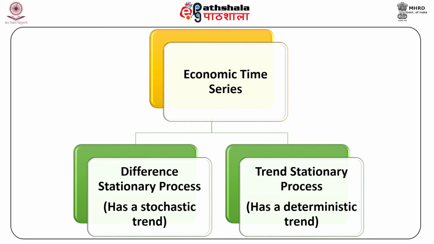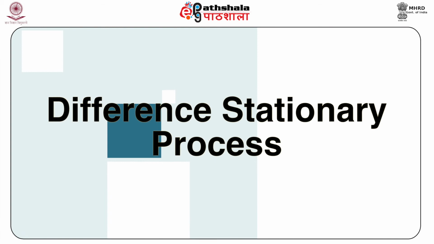Now, if you look at this chart, we are trying to show that you may have economic time series which may be a difference stationary process or a trend stationary process. In a difference stationary process, we have a stochastic trend, and a trend stationary process has a deterministic trend. So what is a difference stationary process? If a time series contains a unit root, then the first difference of such a time series will be stationary. Similarly, if the time series is integrated of higher order than 1, say I(2), then we have to difference it twice.